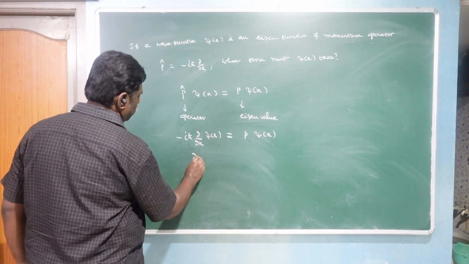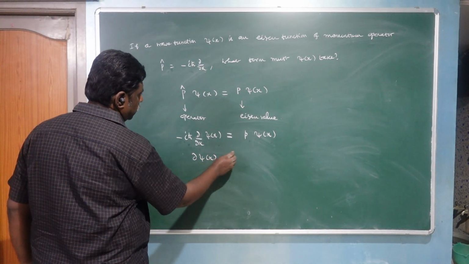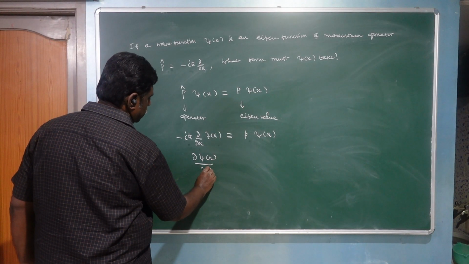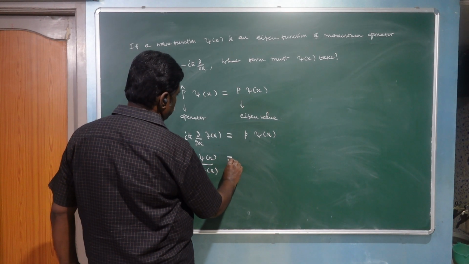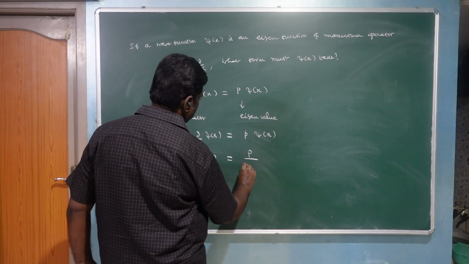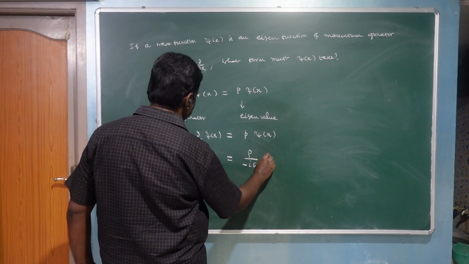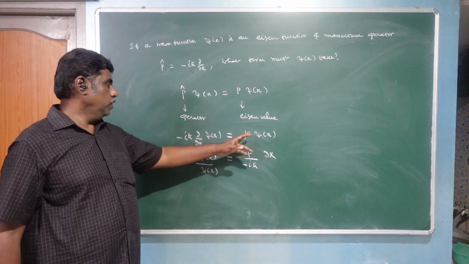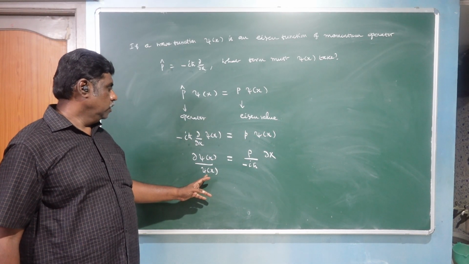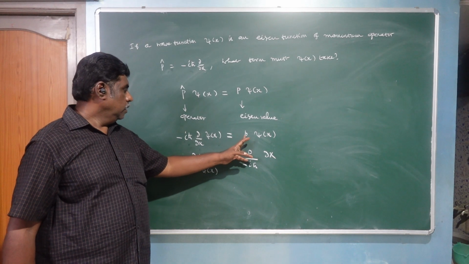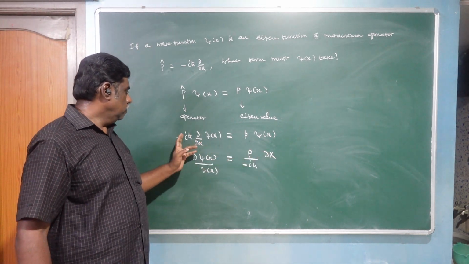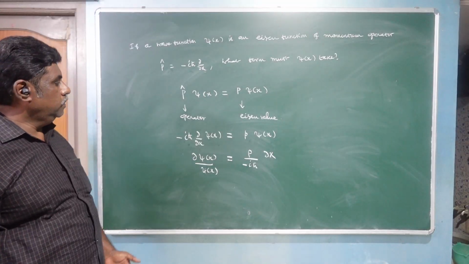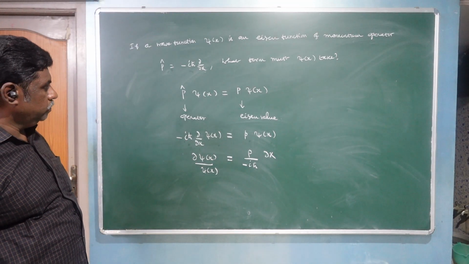Here we may modify this equation: ∂ψ(x)/ψ(x) is equal to p divided by minus iħ, into ∂x. See here, ∂ψ(x) divided by ψ(x) equals p into ∂x, all divided by minus iħ. Now you have to integrate this equation.